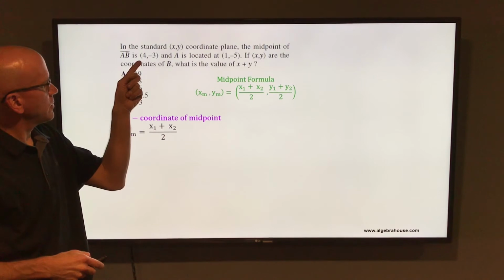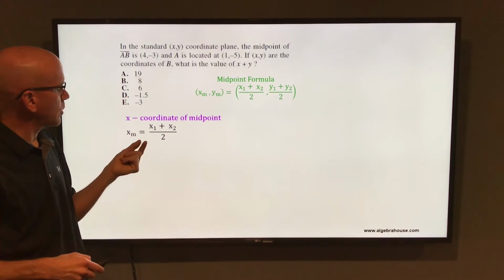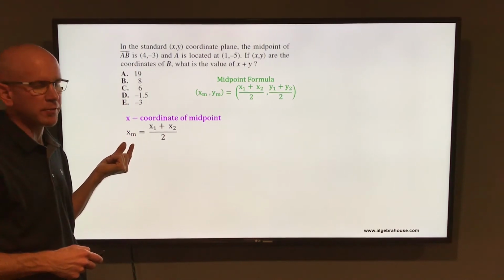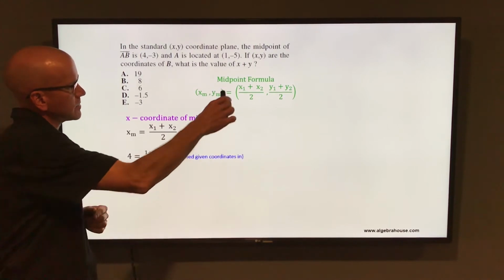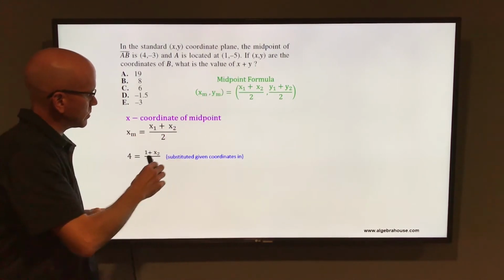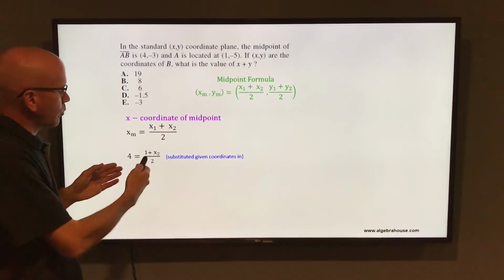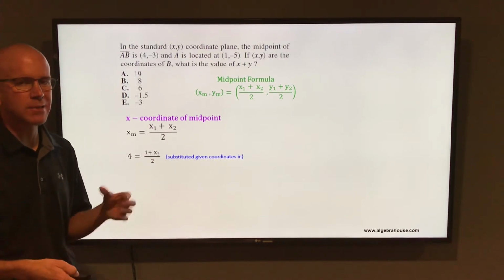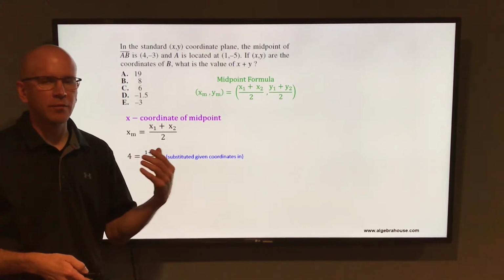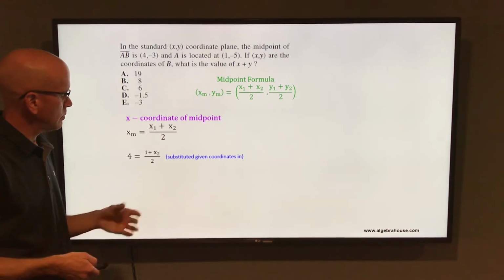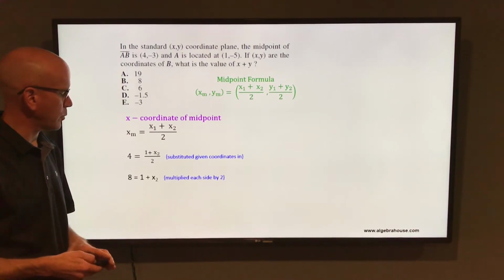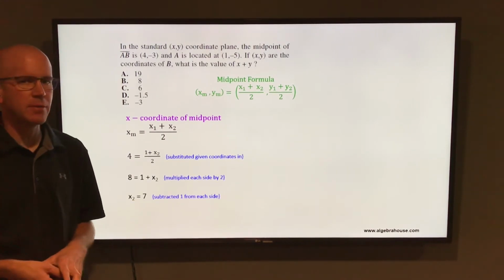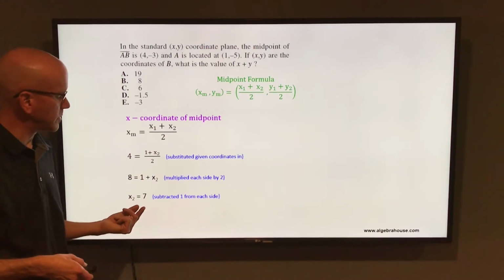The midpoint is given to you here. It's (4, -3). So the x coordinate of the midpoint is going to be 4. And the x coordinate of the endpoint that's given to you is 1. So 4 equals (1 plus x2) over 2, where x2 is the x coordinate of the other endpoint. Multiply each side by 2, you get 8 equals 1 plus x2, and then subtract 1 from each side. The x coordinate of the other endpoint would be 7.